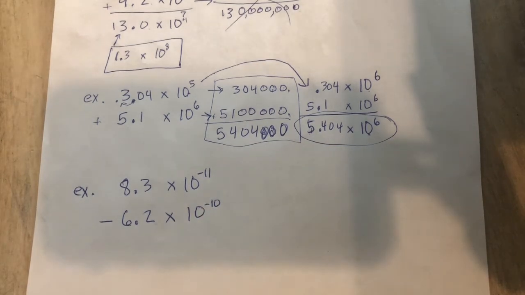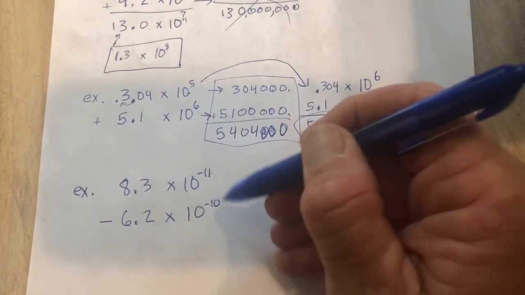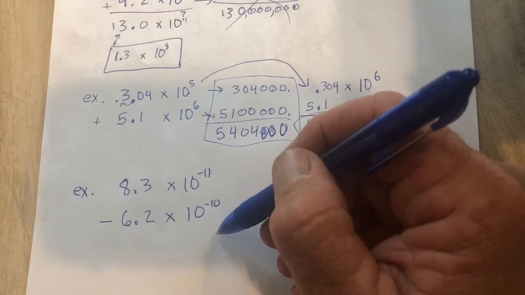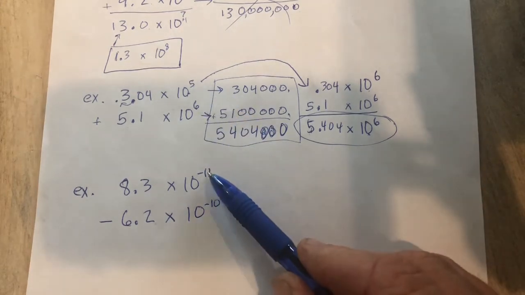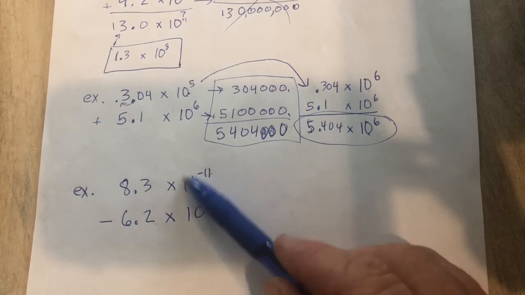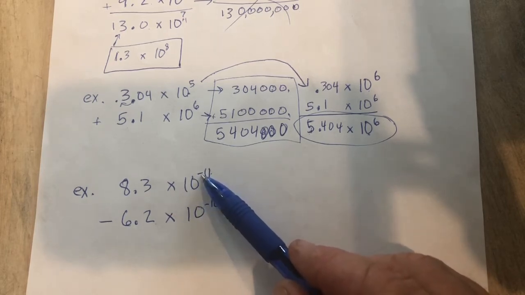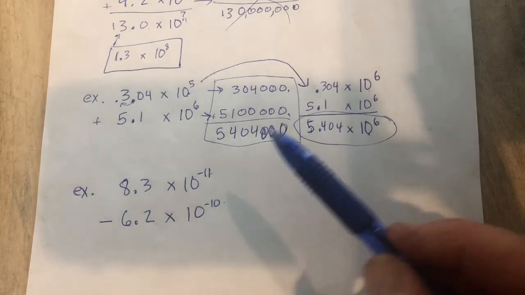Okay, so now we can't subtract these because they have different powers of 10. So what I have to do is change the one that's got the smaller power of 10 to be like the one with the bigger power of 10. In that case, this is the small one, this is the big one. Even though that's 11, that's a 10. When we're talking negative exponents, negative 11 is smaller than negative 10. So we're going to change this one to look like this one.